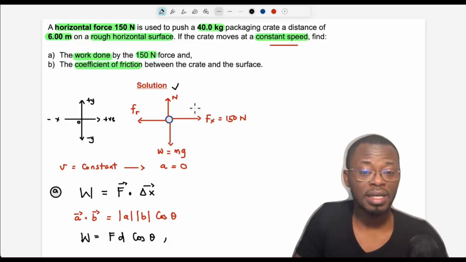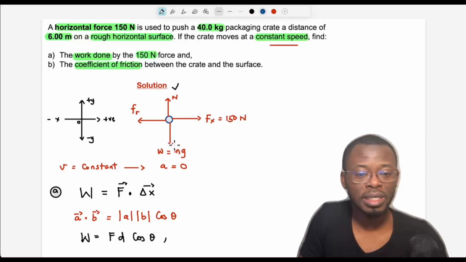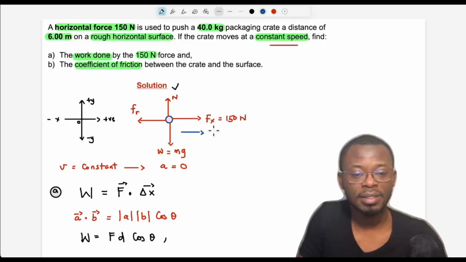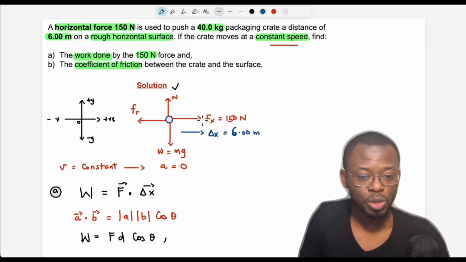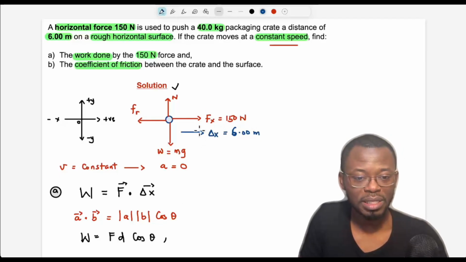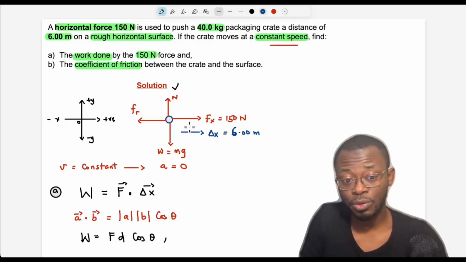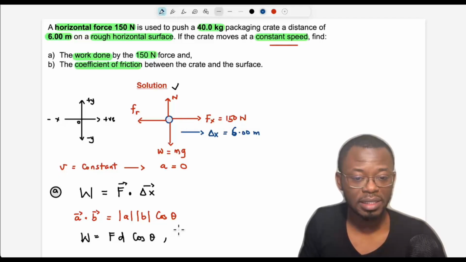All right. However, we can see that the displacement is along the direction of the force. So we have it here as delta x, right? So that is 6.00 meters given from the problem. Now, the angle between this force and this displacement, we can see clearly is 0. So theta in this case is going to be 0. So we have the angle is equal to 0 and cosine of 0 is always 1.